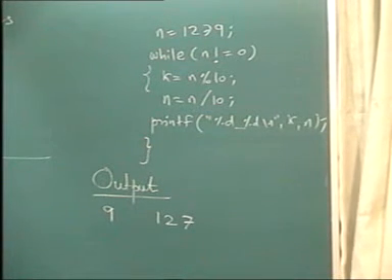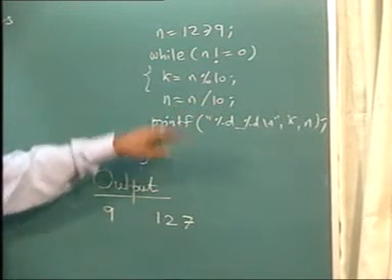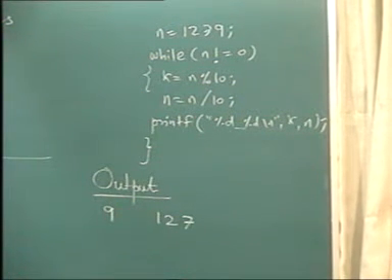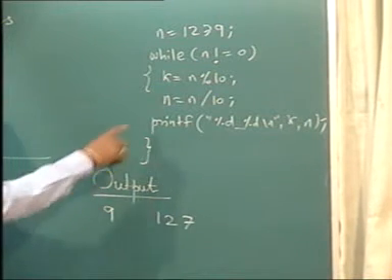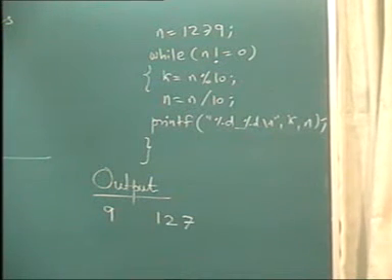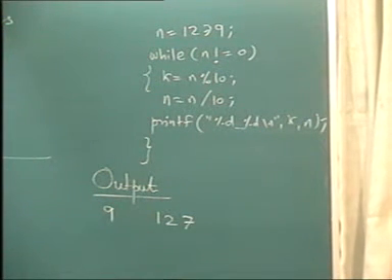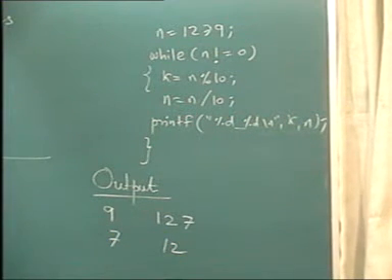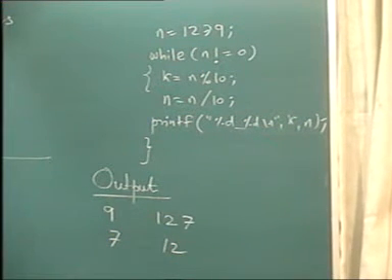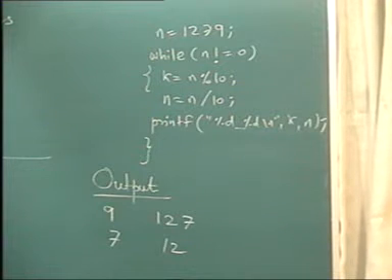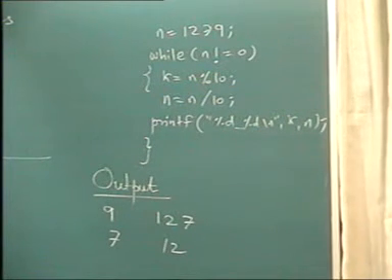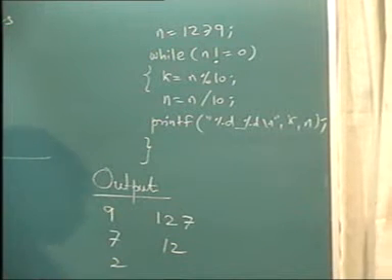Ha. Okay, now. What will be value of k? 7. What will be value of n? 12. Output will be? What will be value of k? ते झालं, पुढे गेलो आपण आता. हां, 2. What will be value of n?